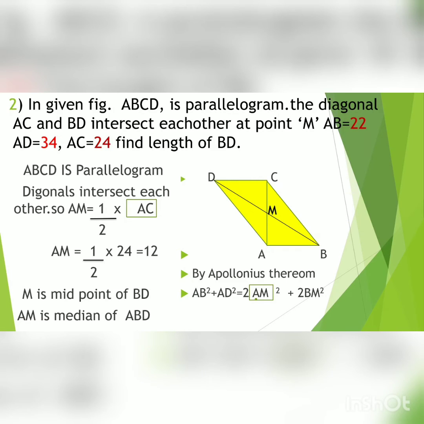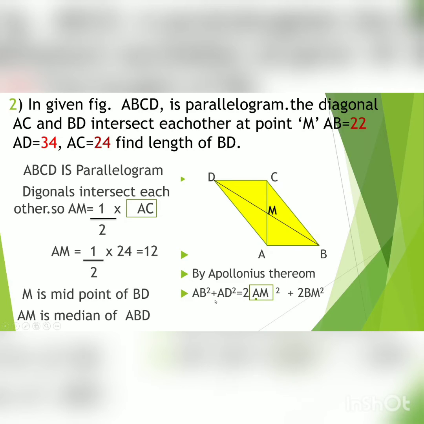Then Apollonius theorem is AB square plus AD square, the summation of these two sides with squaring, is equal to 2 into median square plus 2BM square. So AM is a median, so we write here AM. Therefore AB square plus AD square is equal to 2AM square plus 2BM square.